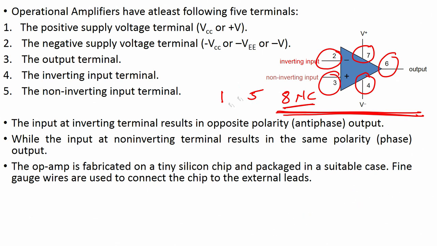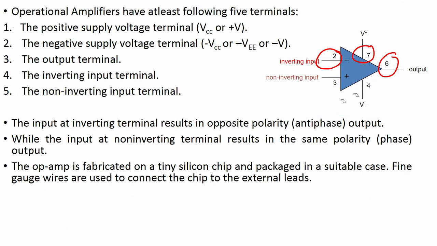So, when we talk about the op amp and the terminals, the first thing that we have to understand is, you see, we have to apply pins 7 and 4, plus V and minus V. These are called bias voltages, alright.